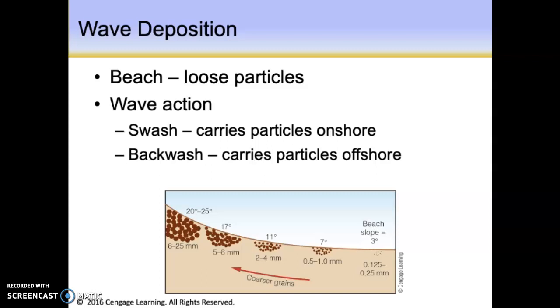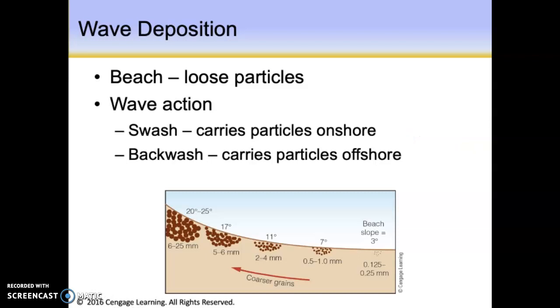All right, well, we talked about erosion in the previous set of slides. So let's talk a little bit about deposition and what happens to that sediment once we have it. The beach is what's made up of those loose particles. So the wave action is going to move the particles back and forth.